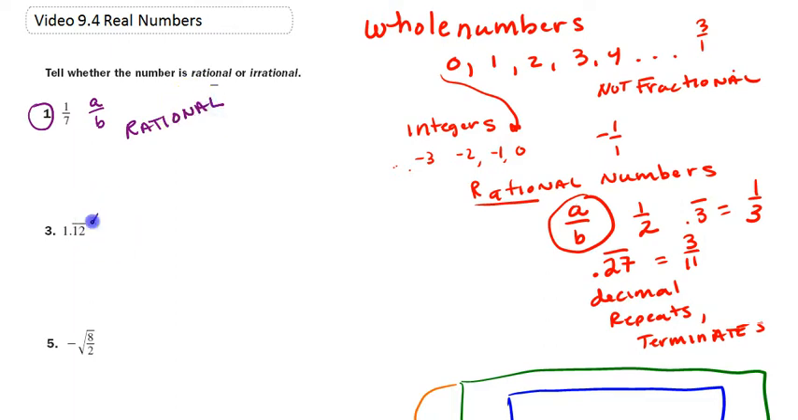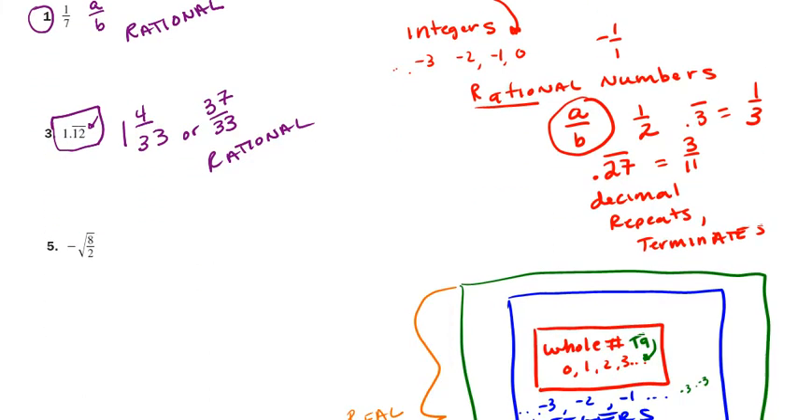This one's a little more difficult. Now, if you remember, I said any decimal that repeats or terminates is considered a rational number. Let's think about why this might be so. This could be written as 1 4/33, or, if I want to write it in rational form, 37 over 33. So this would be a rational number. And I know this because any decimal that repeats with a pattern or terminates is a rational number. It can be written in this form, a over b.